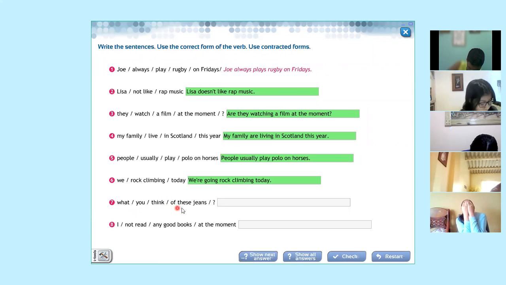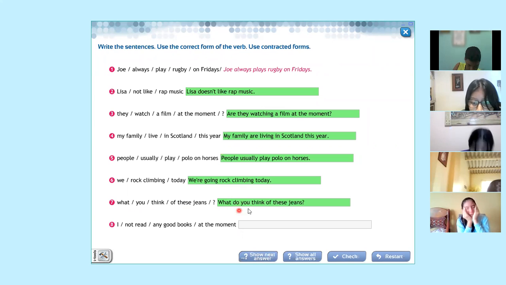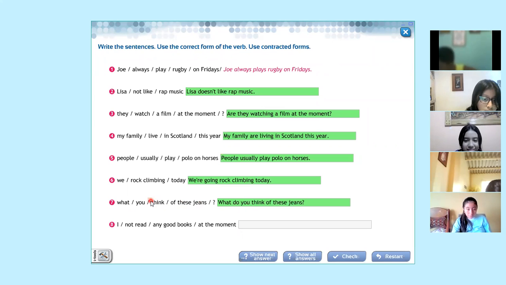What do you think of this game? Very easy. What do you think? Remember that think is a state verb and it's only for present simple tense. What do you think? Okay. Continue with the number 8, please. Ronald.